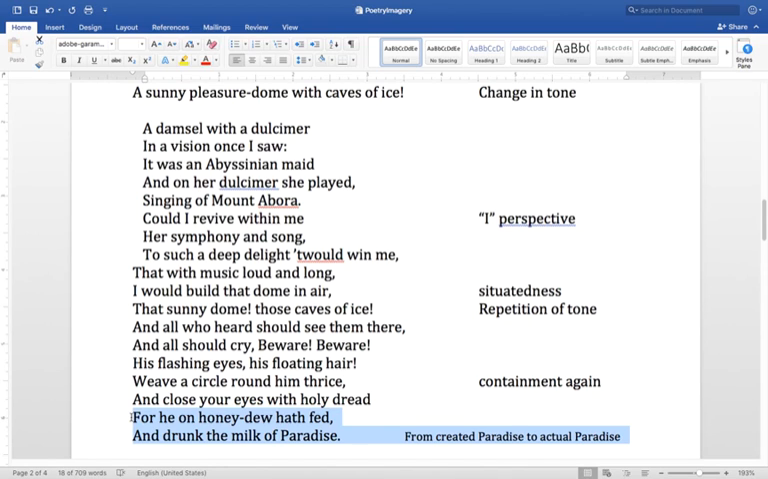So I'm going to pause here. You can pause here. And the next poem that I'm going to discuss for imagery will be Percy Bysshe Shelley's Ozymandias.